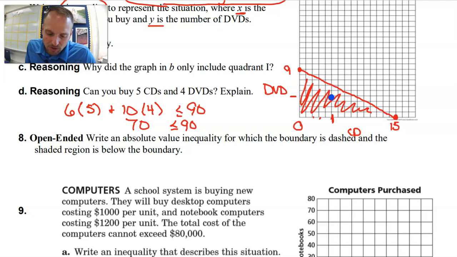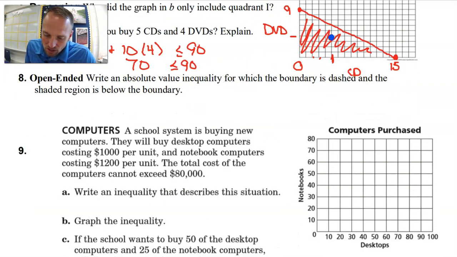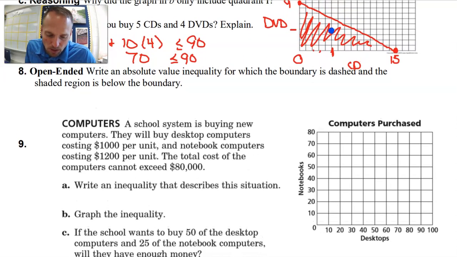Write an absolute value inequality for which the boundary is dashed and the shaded region is below the boundary. So we need an absolute value inequality, so it's going to be like a less than or greater than. We'll figure that out later. Okay? The boundary has to be dashed, which means there's not going to be an equal sign with this. And the shaded region is below the boundary. Well, how do I make it below? It needs to be less than. So less than is going to pull it below.